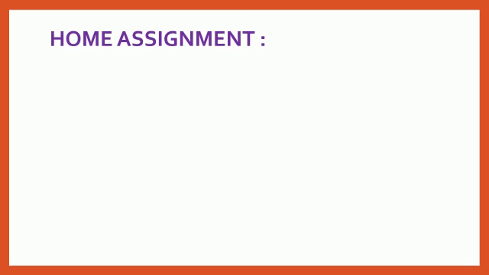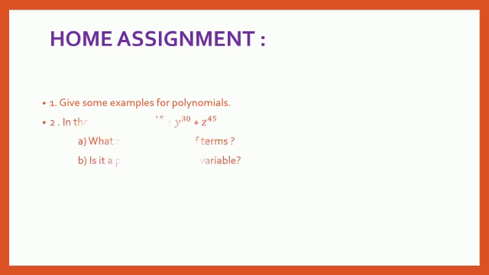We have studied what polynomials in one variable are and solved some exercise problems. Now take down the home assignment questions. First question, give some examples for polynomials. Here give your own examples. Second question, in the expression x to the power 15 plus y to the power 30 plus z to the power 45, what is the number of terms? Second, is it a polynomial in one variable? You need to tell if this is a polynomial in one variable or not and give reasons for your answer.